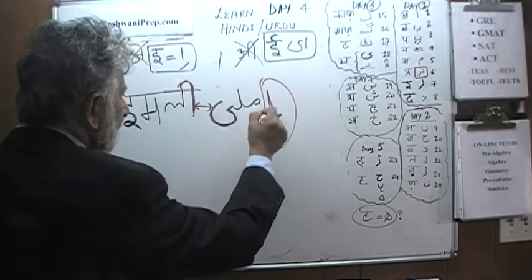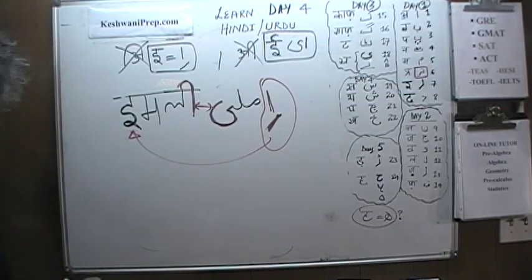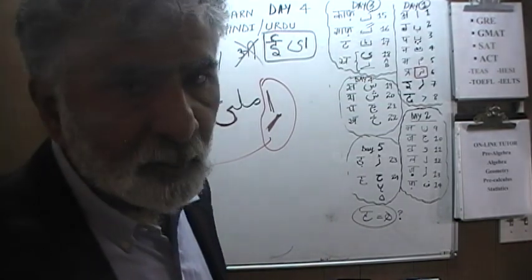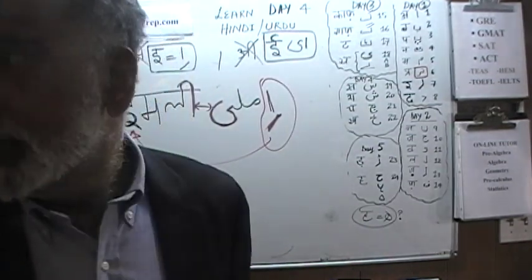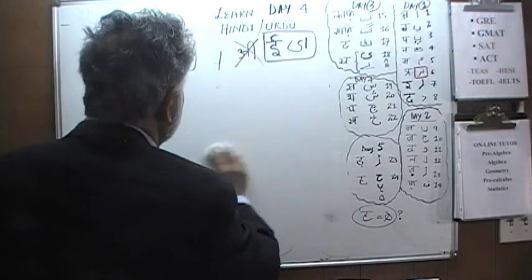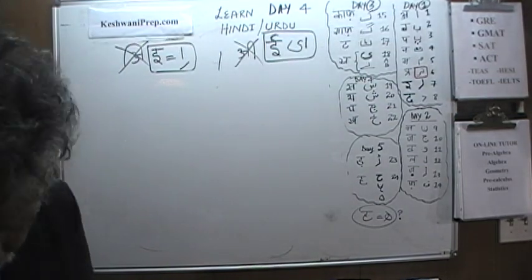This whole thing right there. Let's do one more. Very last one. Again, a word containing both choti ki matra and badi ki matra. Shall we? Here's the word. See if you can read it.